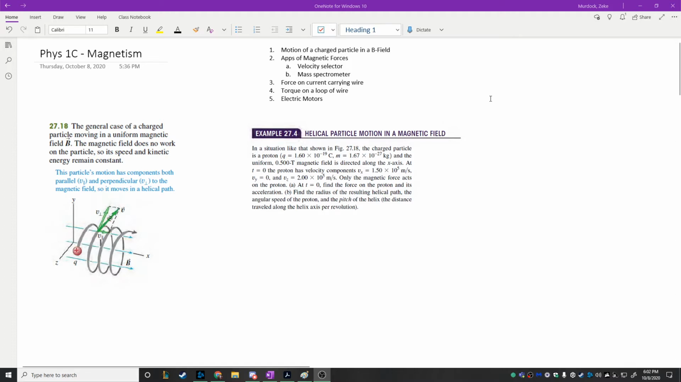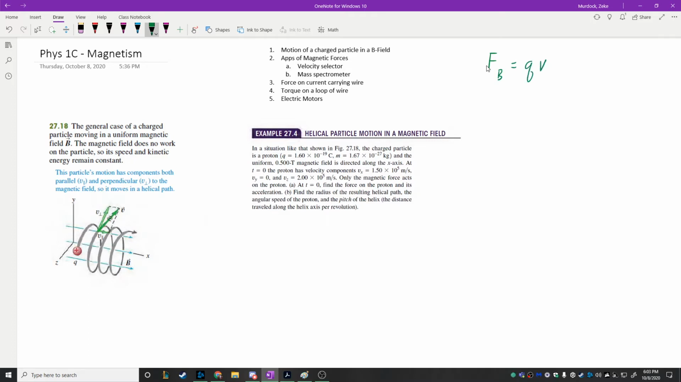Last time what we talked about was that there's this idea of something called a magnetic force, and that it's equal to this expression here. And the idea is if you have a charged particle and it's placed into a magnetic field, if it's not moving, it doesn't feel a force, but if it has a velocity, then it feels a force that's at right angles to both the velocity and the magnetic field.